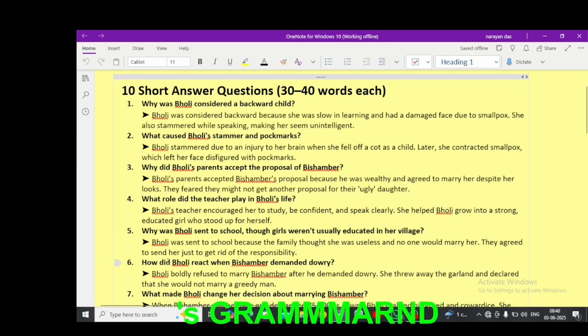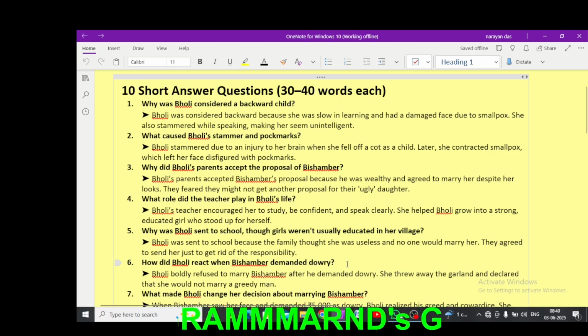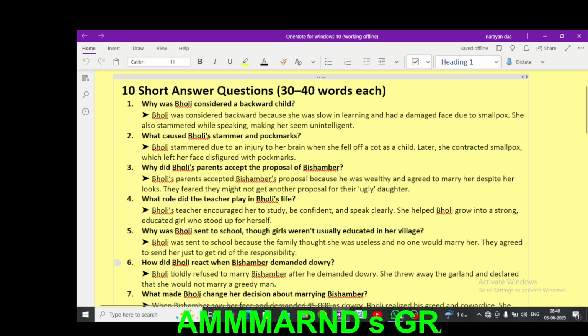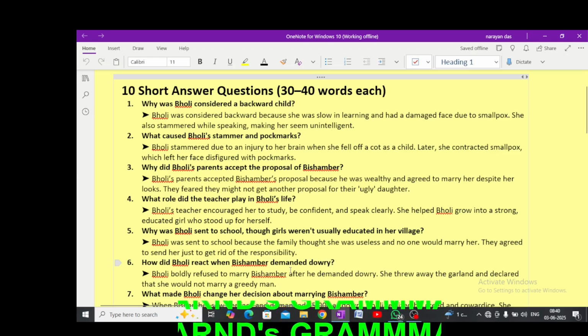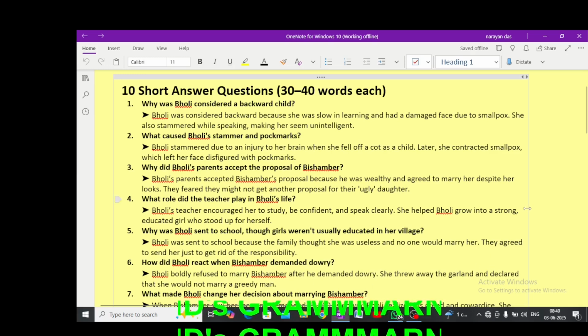Question 6. How did Bholi react when Bishambar demanded dowry? Answer. Bholi boldly refused to marry Bishambar after he demanded dowry. She threw away the garland and declared that she would not marry a greedy man.